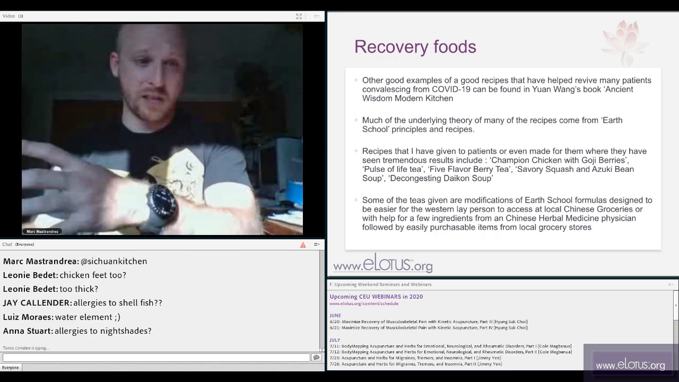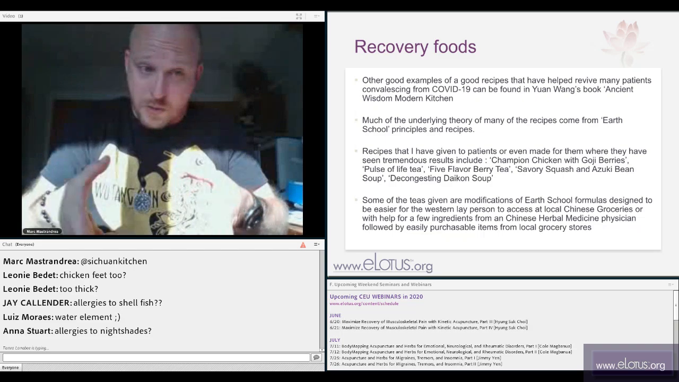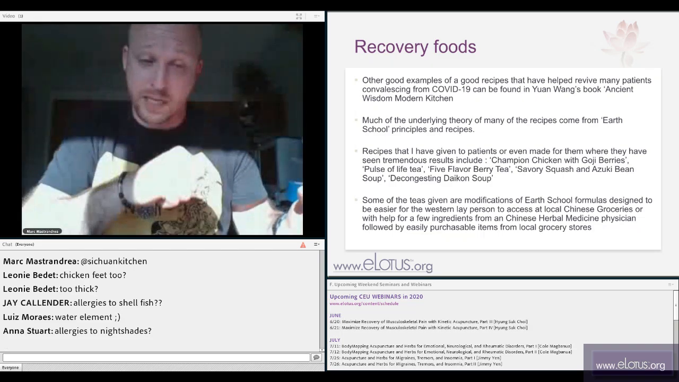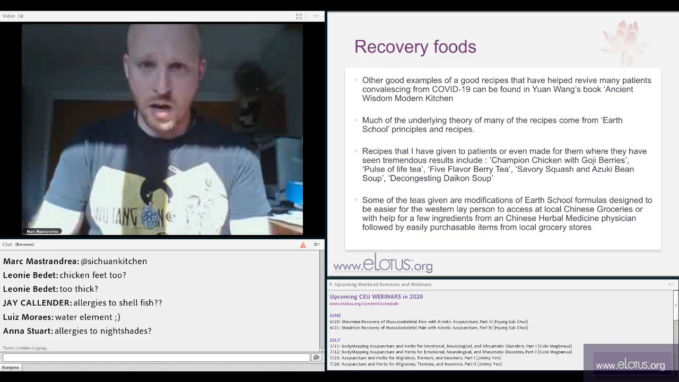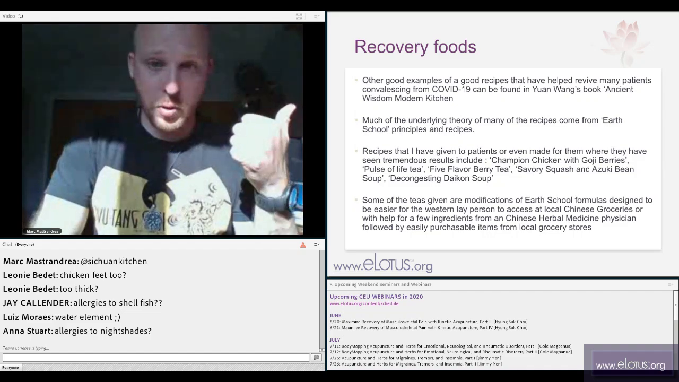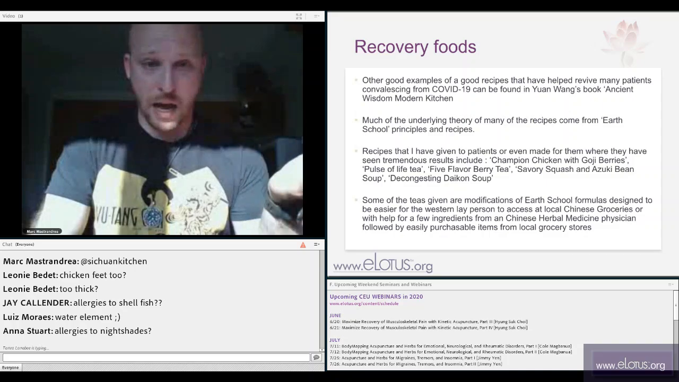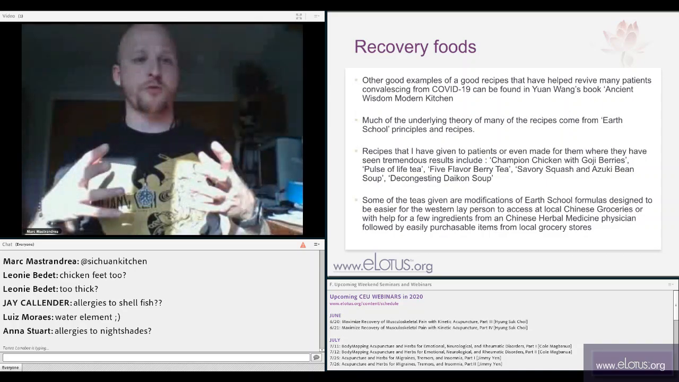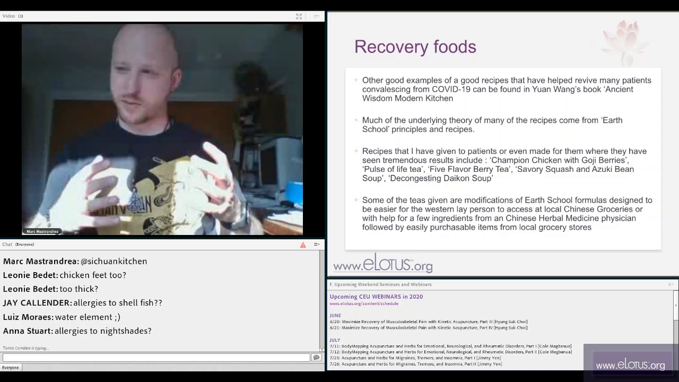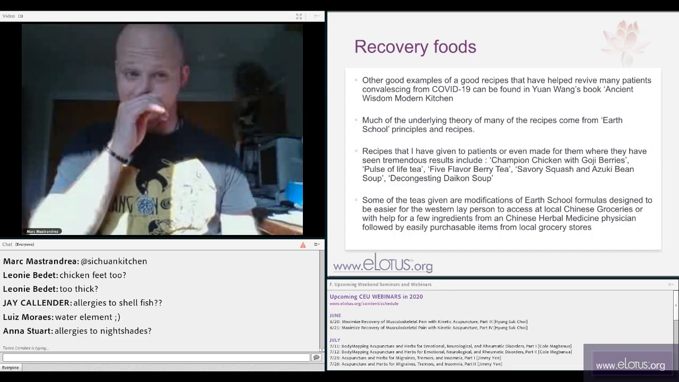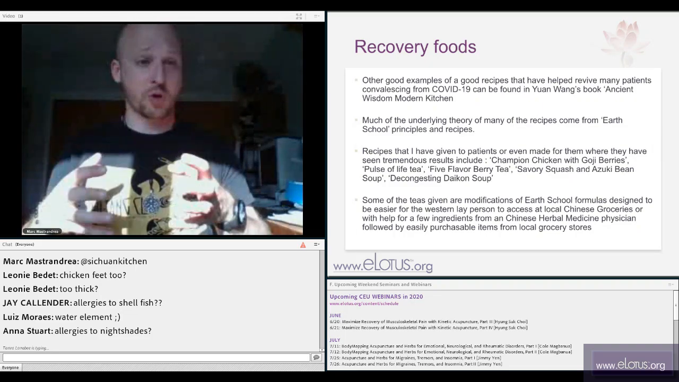I'll go out and buy them all the setup, and I'll make the broth, and I'll give them a Tupperware container of it. I'll say, use a scoop of this every time you make this meal, you know? Yuan Wang's book, Ancient Wisdom, Modern Kitchen, has a number of really good recipes that are phenomenal. A lot of her recipes are based around Earth School principles. If you read them, you'll be like, wow, this is really Earth School based. Even the teas at the end that she has, many of them are Earth School based.